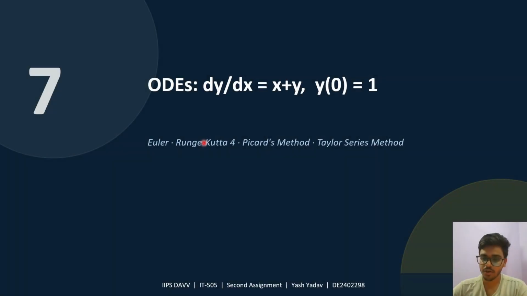Now we move to solving ordinary differential equations numerically. The equation given is dy by dx equals x plus y, with y of 0 equals 1. The goal is to estimate future values of y step by step. We will solve this using Euler's method, Runge-Kutta fourth order, Picard's method, and Taylor series method.